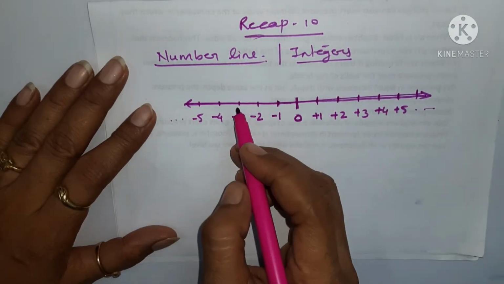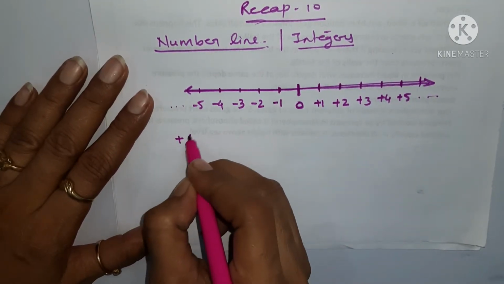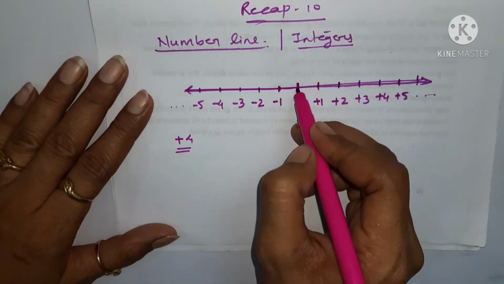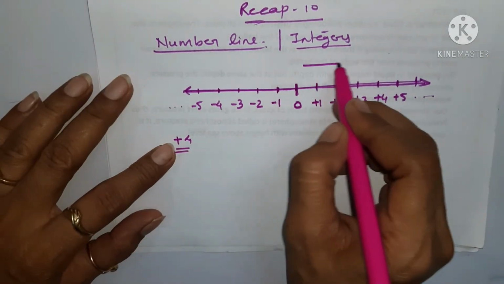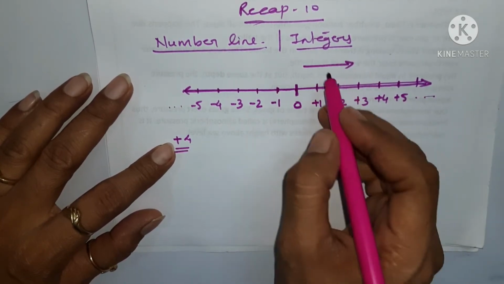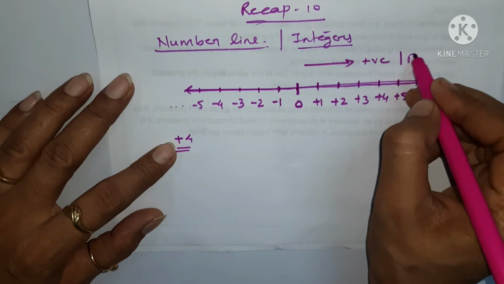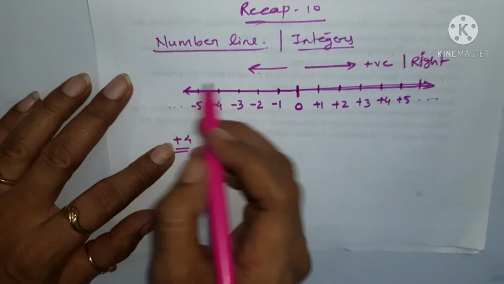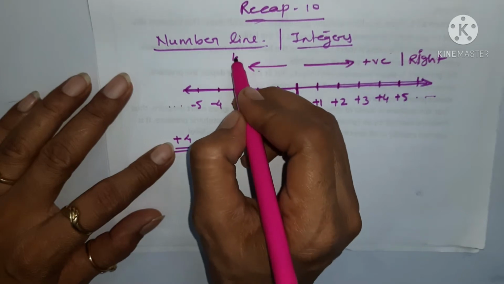On the number line, how do we present integers? Say it is given, show +4 on the number line. Suppose you have to present +4. You will move from 0 to the right side. Since it is plus, we know that positive numbers are from 0 towards the right side, whereas negative numbers are from 0 towards the left side.